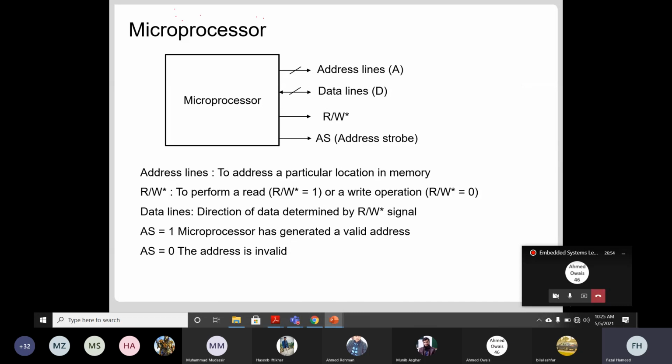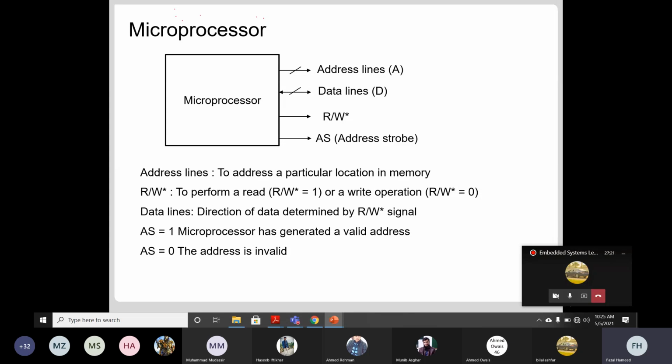So there are two possibilities: when AS is equal to 1 and when AS is equal to 0. When AS is equal to 1, what does it imply? It means the microprocessor has generated a valid address. When AS is equal to 0, it means the address is invalid.